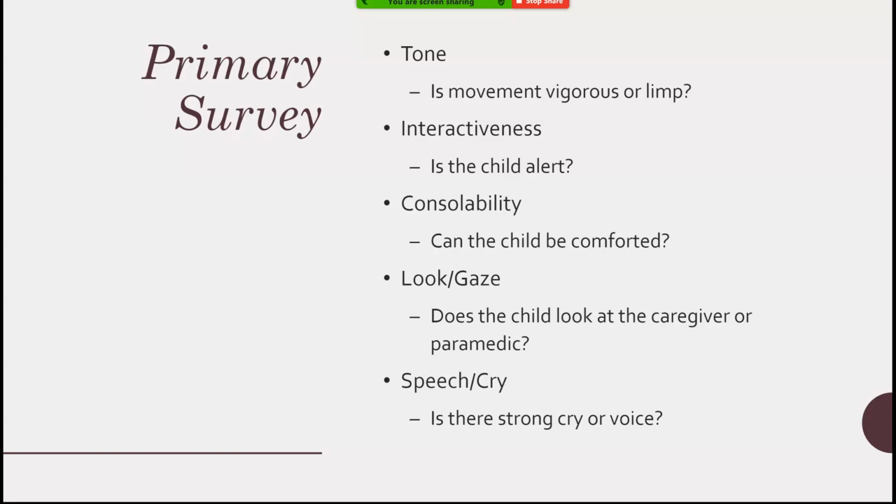Consolability. People with kids will know this probably a little bit better than those who don't. But I think we all recognize you pick up a baby and usually they go, okay, this is cool. This is better than where I was. I'm happier now.